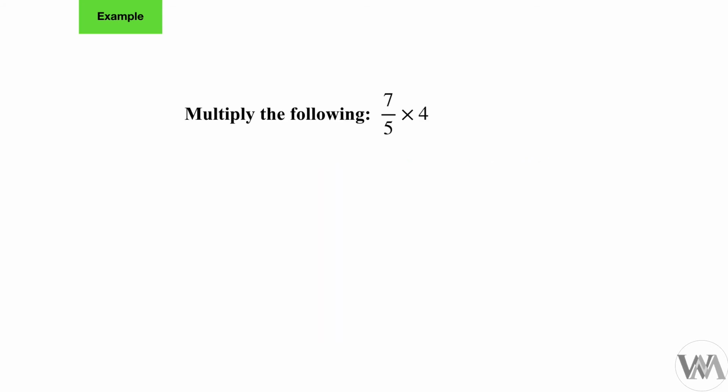In my second example, I have multiplying 7 over 5 with 4. Now 7 over 5 is an improper fraction. It doesn't matter. We are not going to convert the improper fraction to a mixed number. We are going to leave it as is. And we are going to apply exactly the same steps. The first step is to convert the whole number to a fraction, 4 wholes. So it's going to be 7 over 5 times 4 over 1.